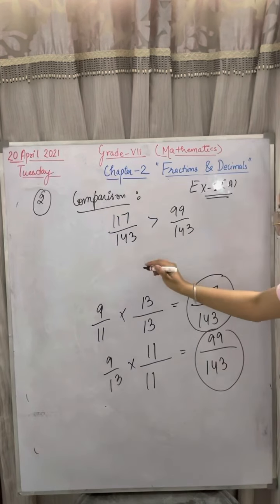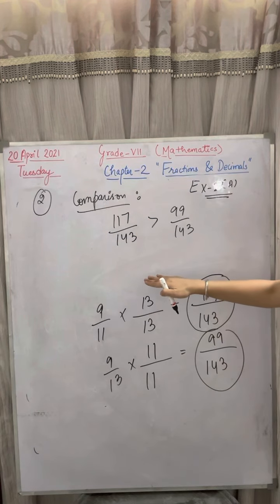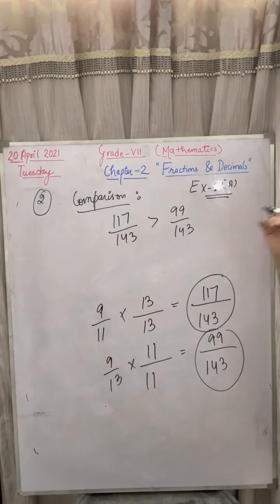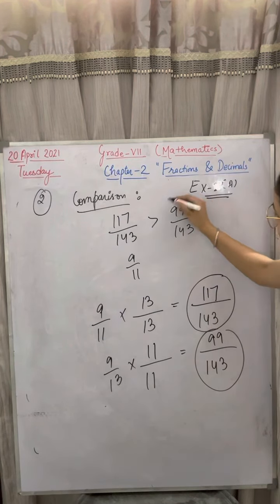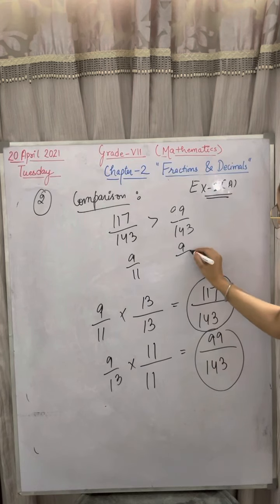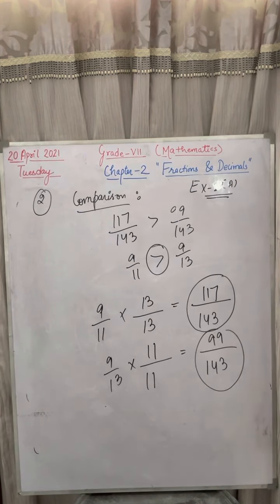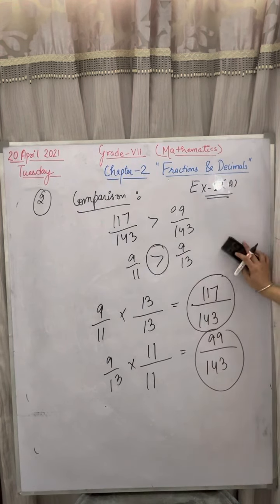Now, right in the next line, you have to write down the actual fraction. This is a fraction of how much? 9 upon 11, and this is a fraction of 9 upon 30. So which one is bigger? This one is bigger. Okay, so this is the concept of comparison.